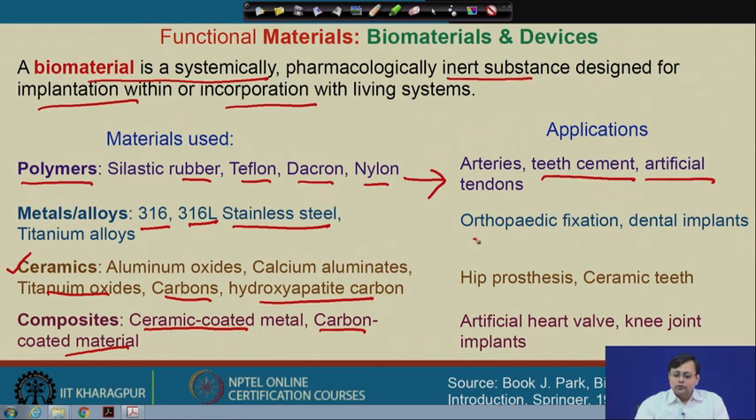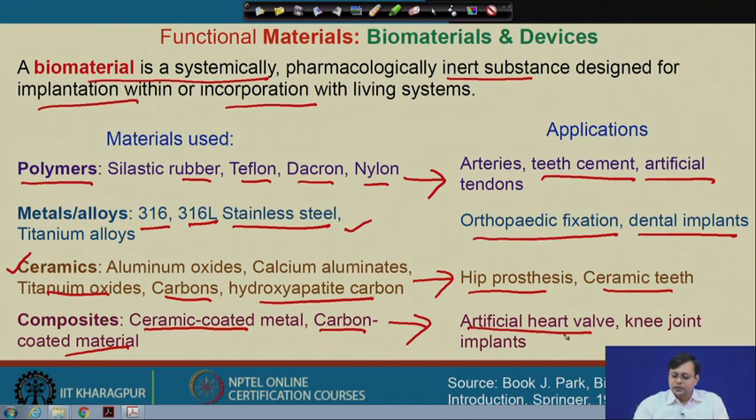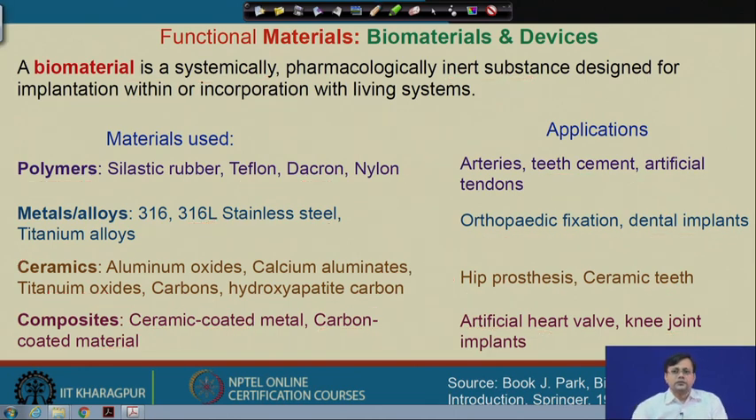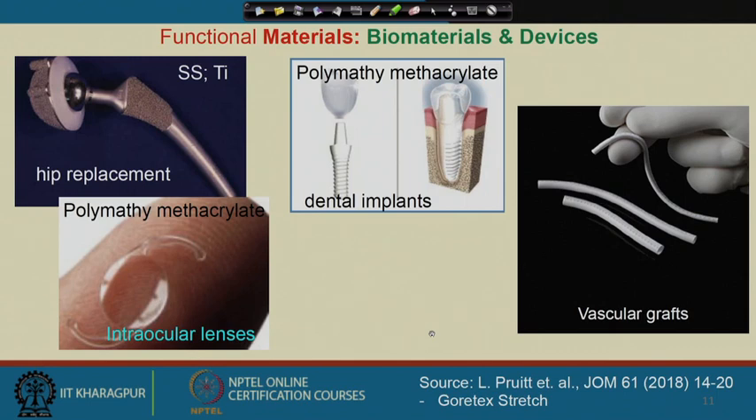and for orthopedic fixation we often use metals and alloys. Also some of the dental implants, and hip prosthesis, and ceramic teeth are made from ceramic materials. In case of composites we use some artificial valves, or let us say some knee joint implants. So, you can see that these are the materials or areas of materials that require further development for human benefit. I will show you some examples of such implant materials.